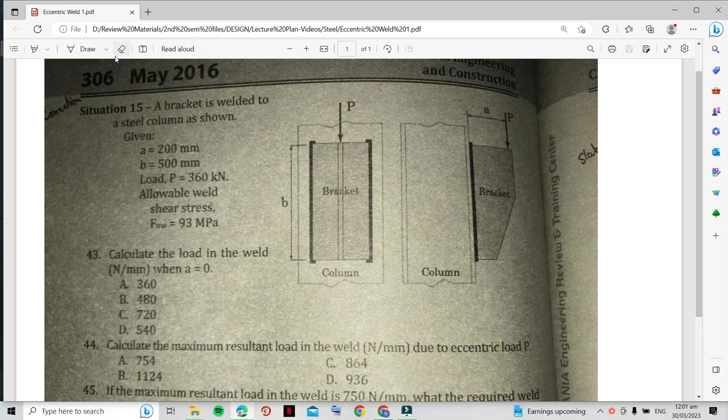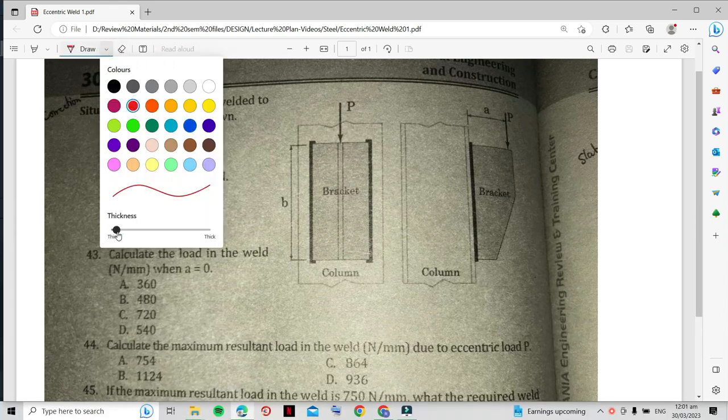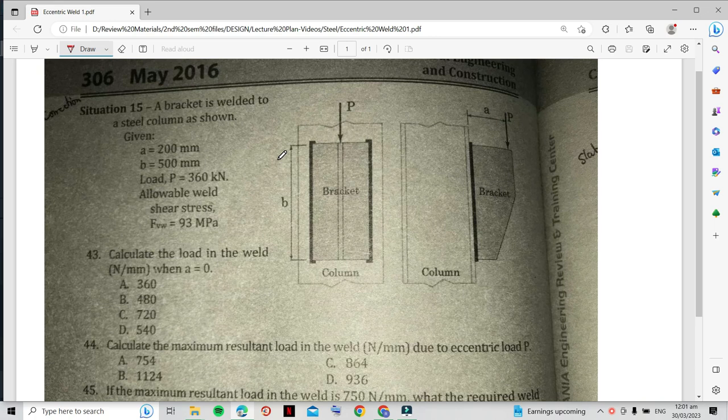Okay, good day. Today we are solving a problem from May 2016. This is an example of an eccentric welded connection. The problem states that a bracket is welded to a steel column as shown. Given A is equal to 200 mm, B is equal to 500 mm, load P is equal to 360 kilonewton, and the allowable weld shear stress is 93 MPa.